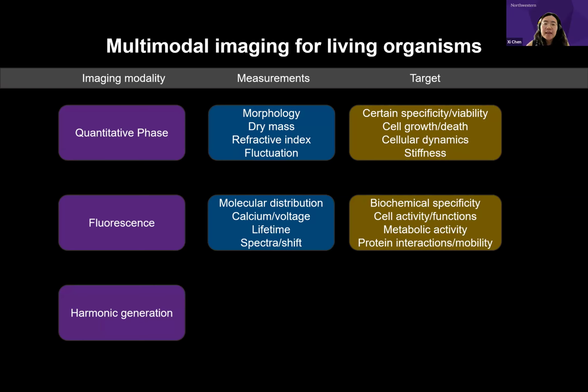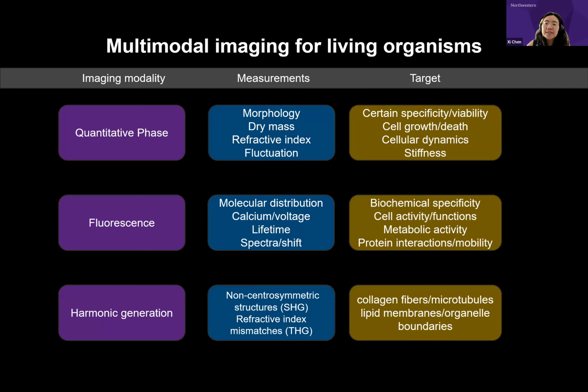And the last modality that I want to include in our imaging system is harmonic generation. For SHG, the second harmonic generation, the signal mainly comes from non-centrosymmetric structures. Using SHG, people mainly focus on looking at collagen fibers or microtubules. For THG, the third harmonic generation, the signal comes from refractive index mismatches, so we can look at lipid membranes or organoid boundaries.